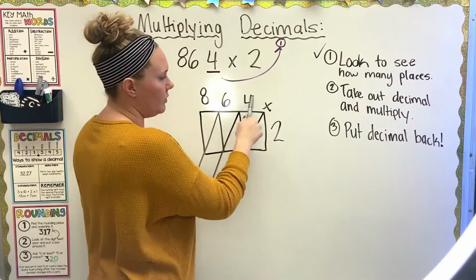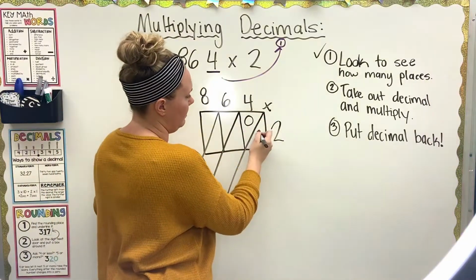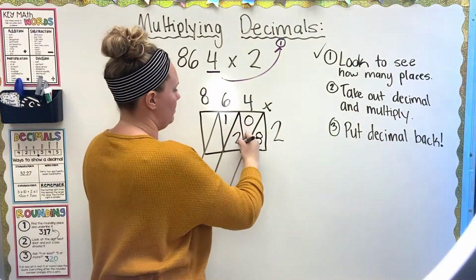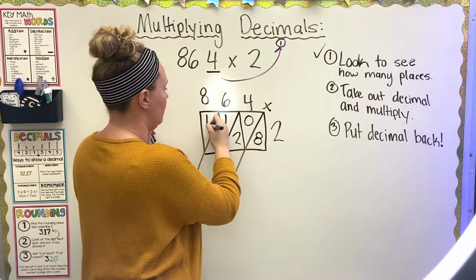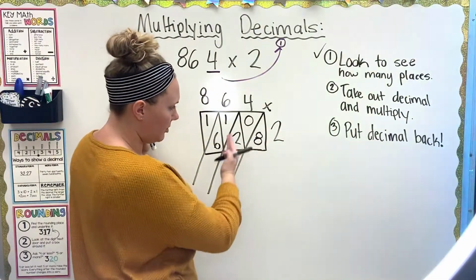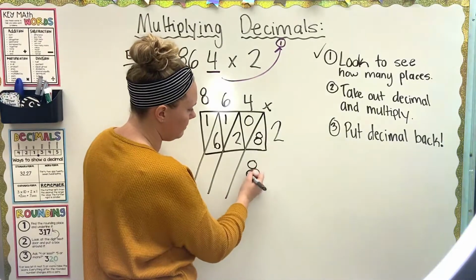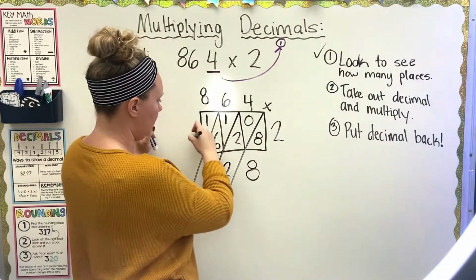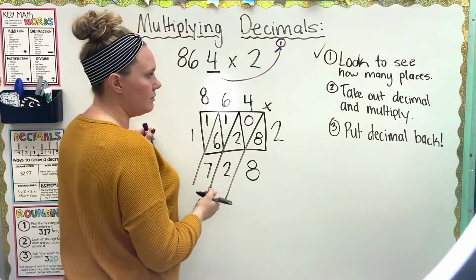So, 4 times 2, well that's easy, I know that is 8. 6 times 2, 12. 8 times 2, 16. Okay, multiply. And I'm going to drop them on down, so I've got 8, 2, 7, and 1. Okay, done.